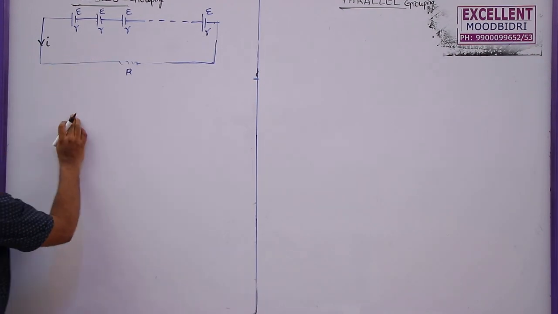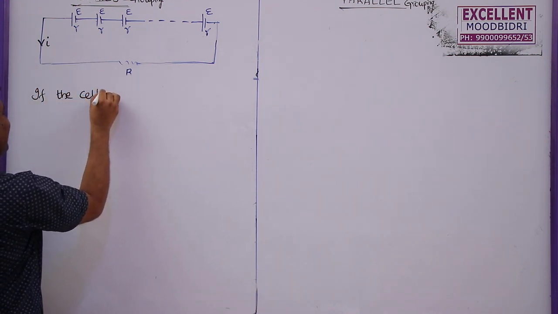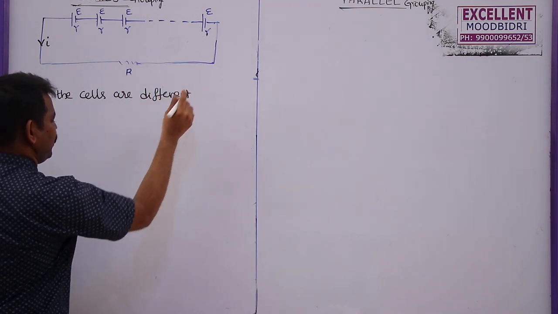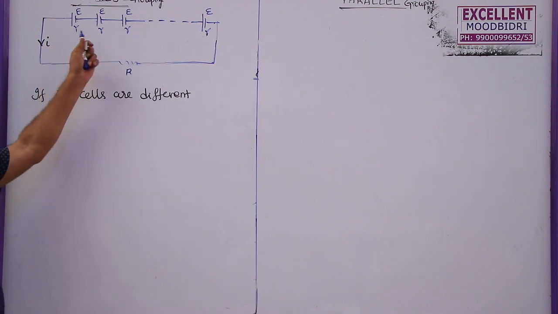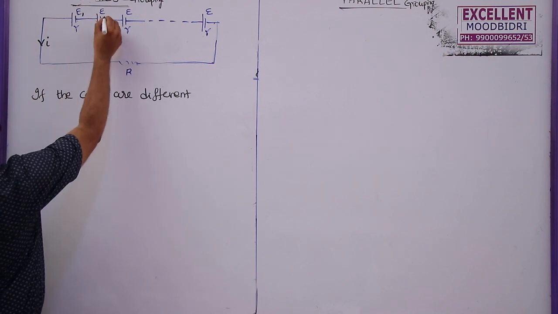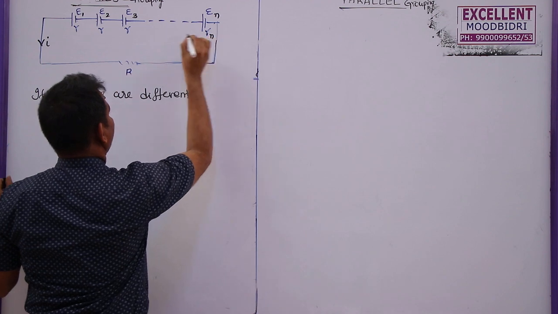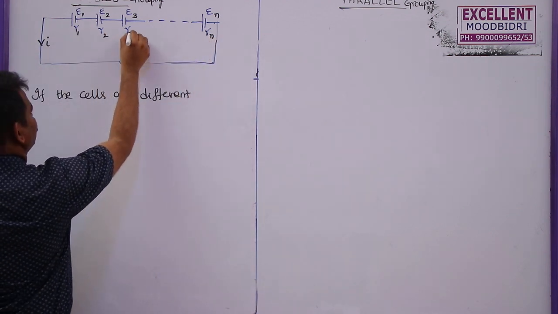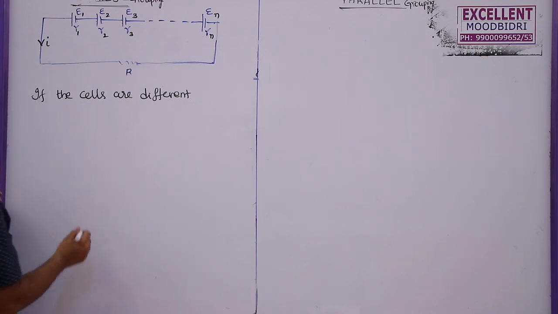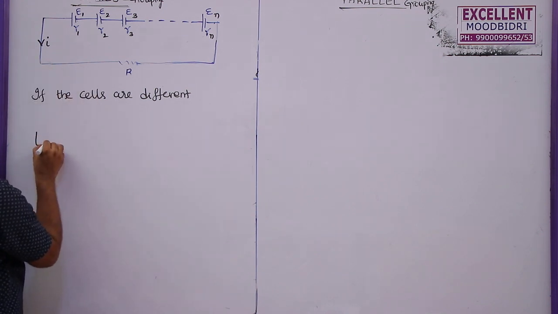Series grouping of cells, if the cells are different. In the previous explanation, we took n cells of equal EMF and equal internal resistance. But now the EMFs will be E1, E2, E3, En, the internal resistances R1, R2, R3 and so on up to Rn, and the external resistance is capital R. Here, how do we find the effective or equivalent EMF?